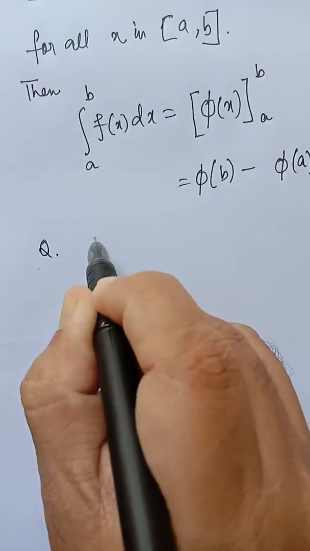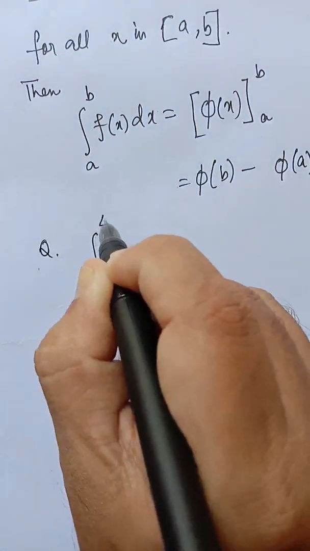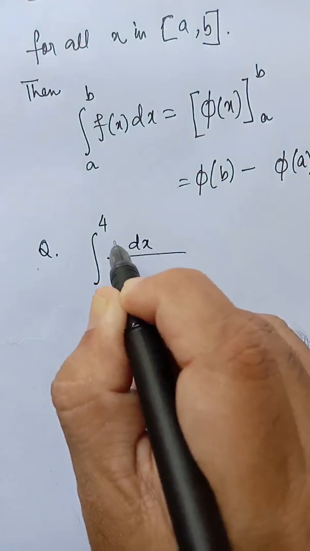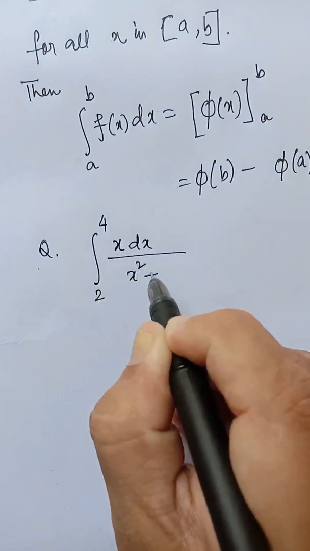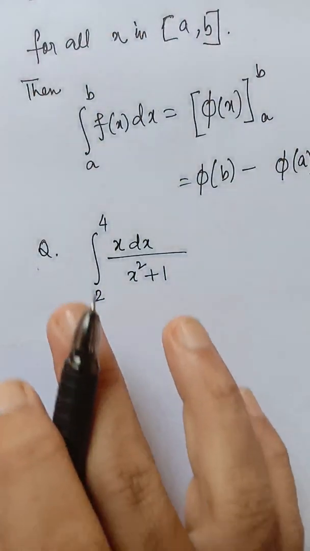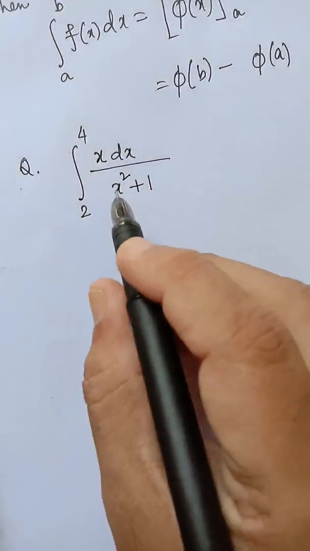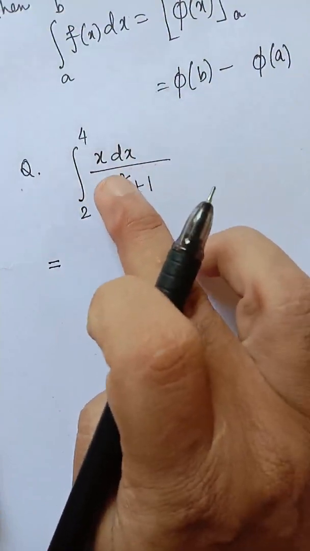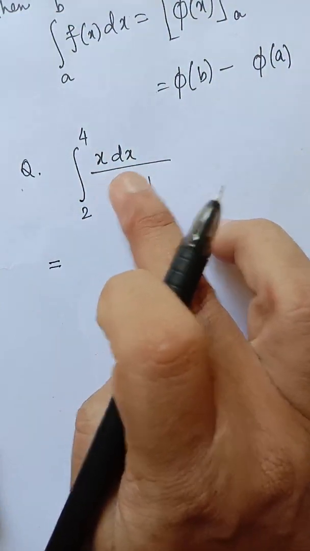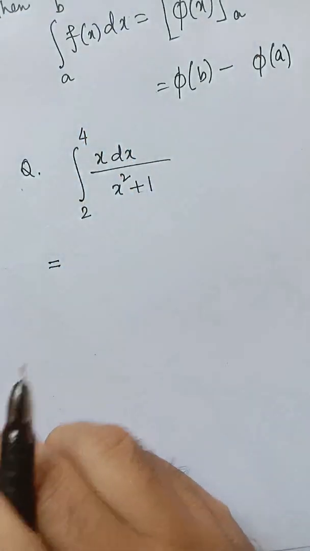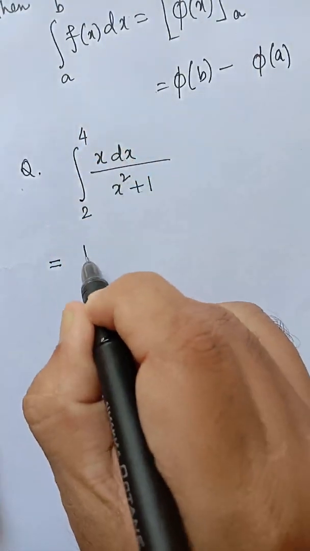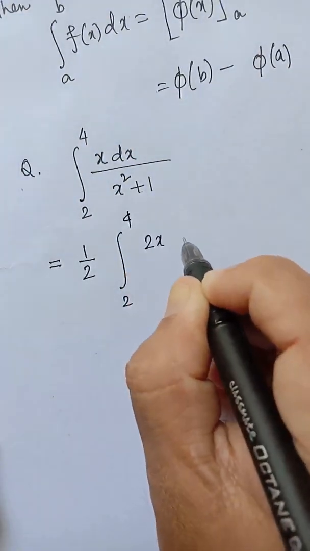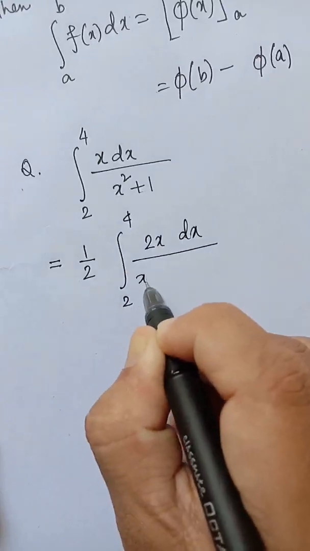Let us start with this. Integration from 2 to 4 of dx by x square plus 1. Sorry, it is x dx by x square plus 1. Now, the derivative of the denominator, x square plus 1, is 2x. To bring 2 here, we have to multiply and divide by 2. So it will be 2x dx by x square plus 1.